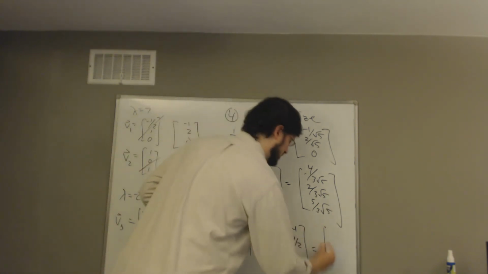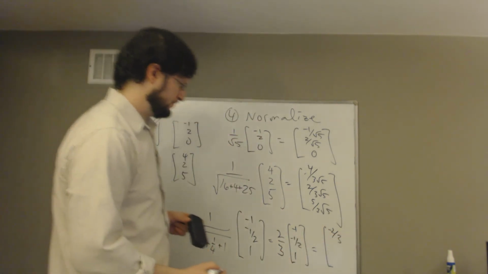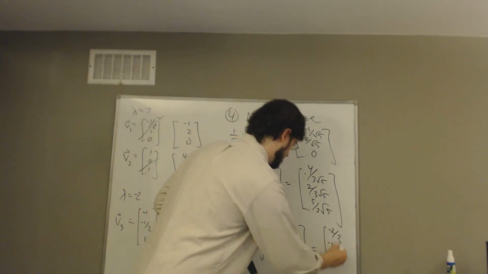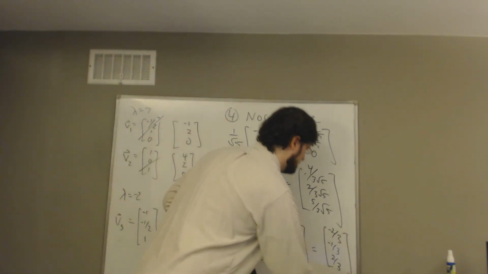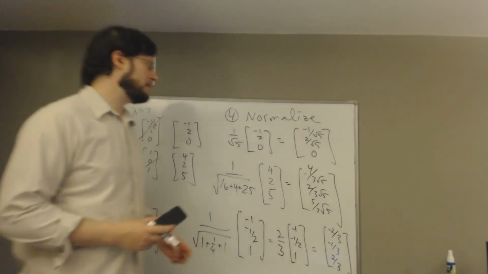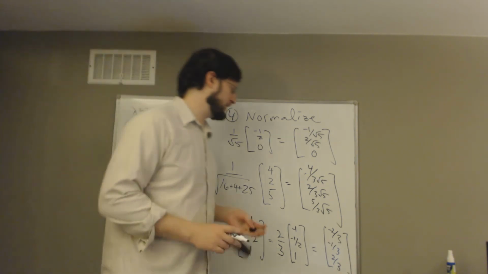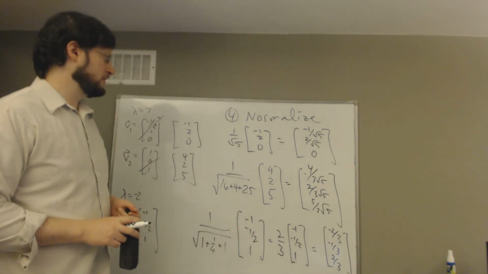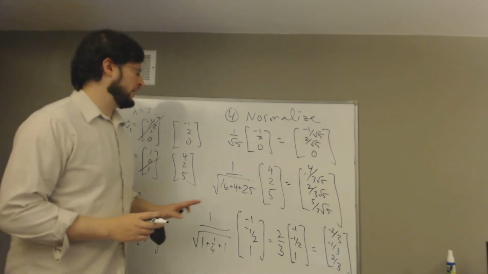So if I multiply by 2/3, I get minus 2/3, minus 1/3, and 2/3. And these are the three vectors that we end up with using in our diagonalization process. Okay, so that was step 4.